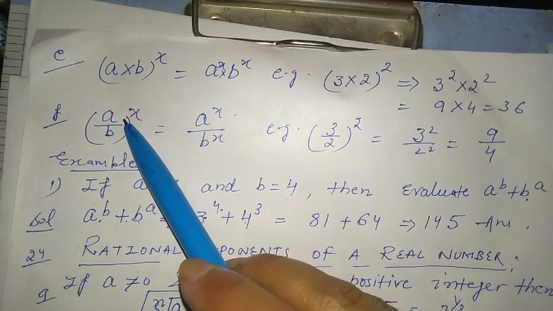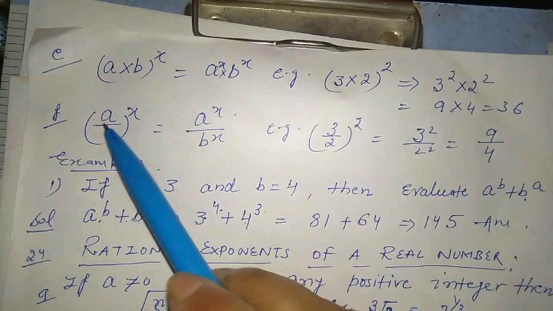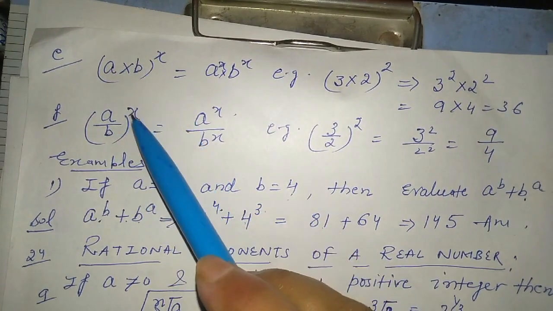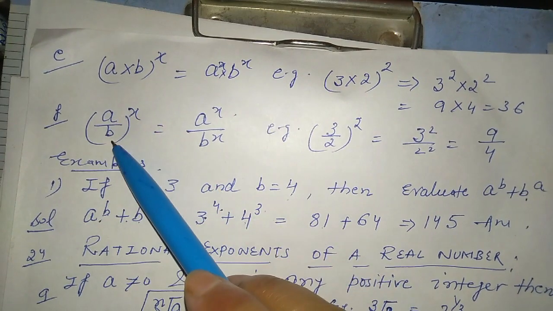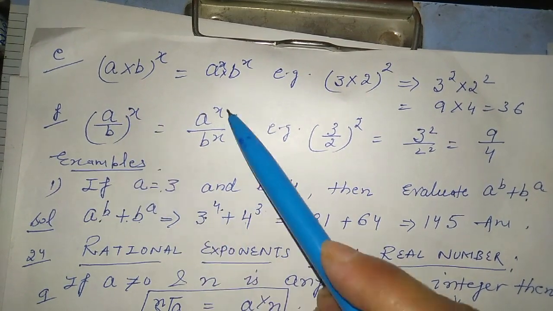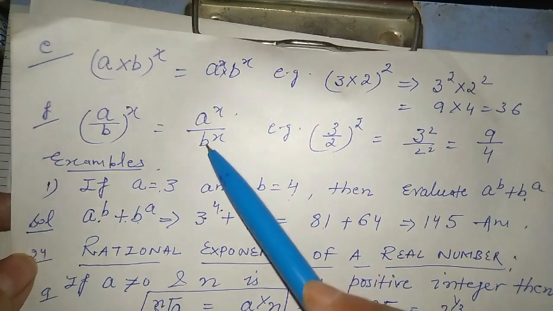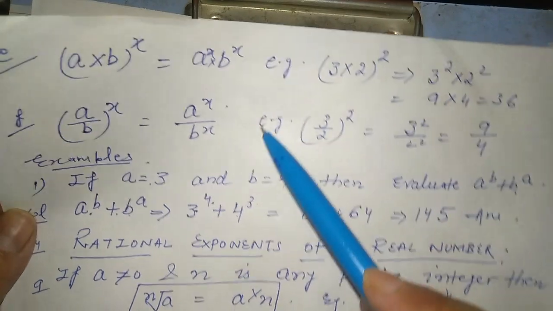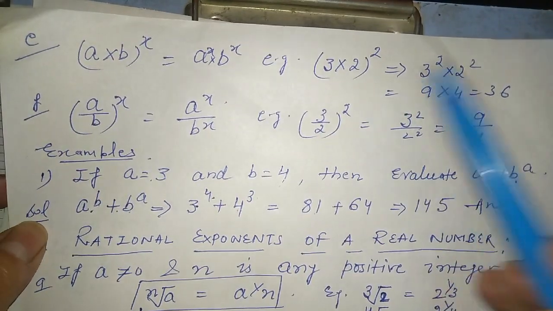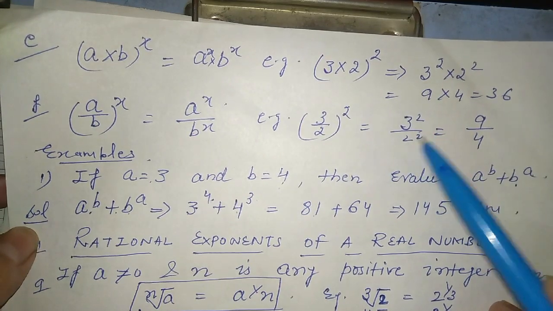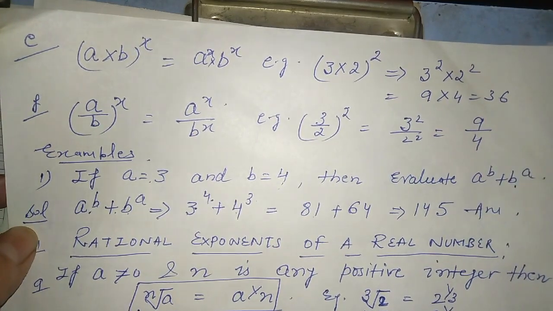The next property is (a upon b) to the power x. It is similar to this, because if the numbers are multiplied or divided and they have a common power, the power will be distributed to both: a to the power x upon b to the power x. Example: (3 upon 2) to the power 2 is equal to 3 to the power 2 upon 2 to the power 2. It becomes 9 upon 4.